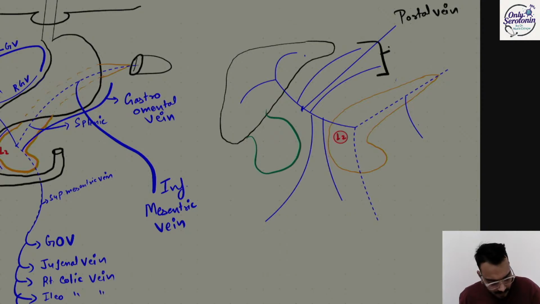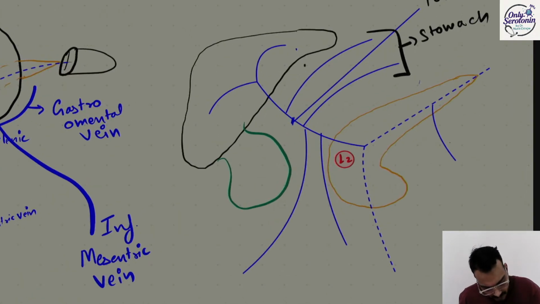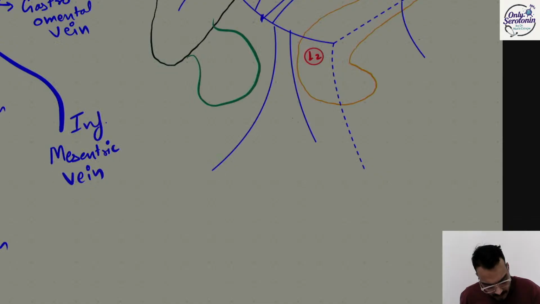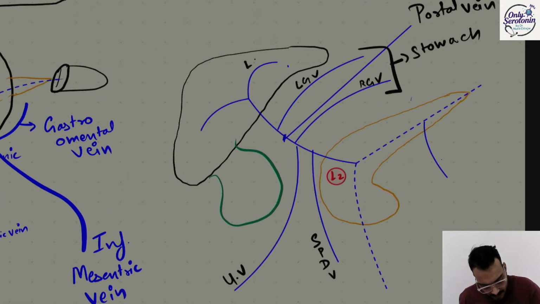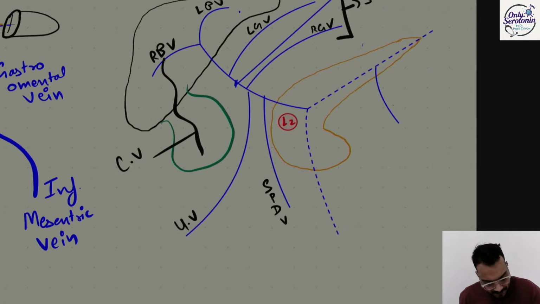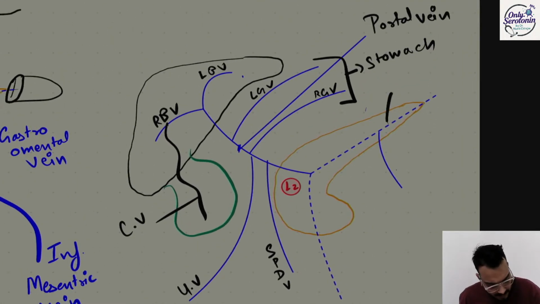They are going to supply to the stomach. In the stomach I am having the left gastric vein and right gastric vein. Then from down it is my superior pancreaticoduodenal vein. This is my umbilical vein. Now here I am having the left hepatic vein. Here I am having the right hepatic vein. This right hepatic vein also has the cystic vein. Here, on the posterior side of the pancreas, I am having the splenic vein.